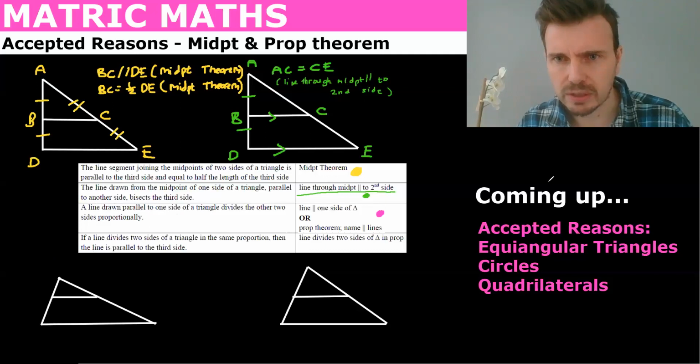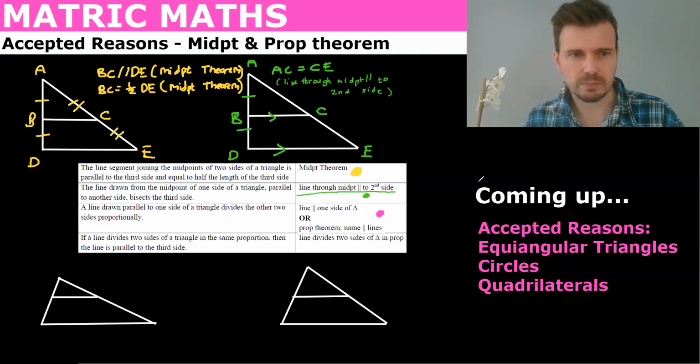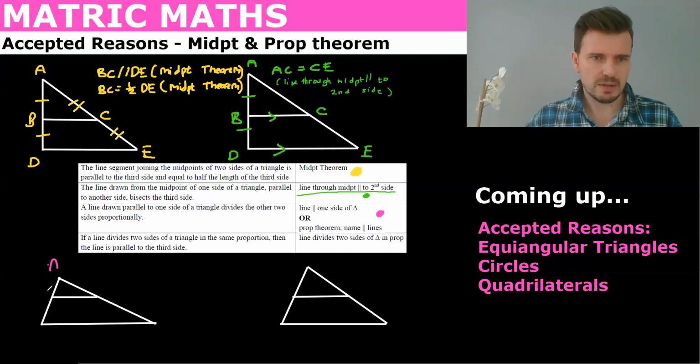Let's just get the pen. Okay, so we've got A, B, C, and D. And E is the bigger triangle, ADE is the big triangle. And let's see what we were given. Well, we would be given a line parallel to one side divides the other two sides proportionally.